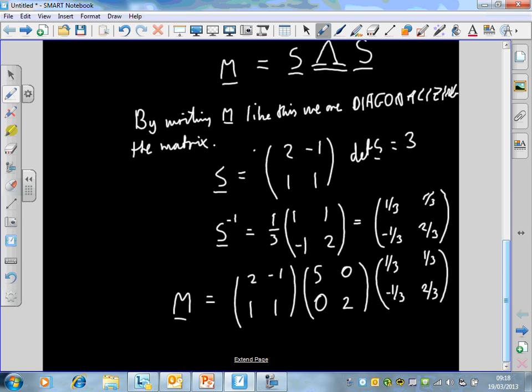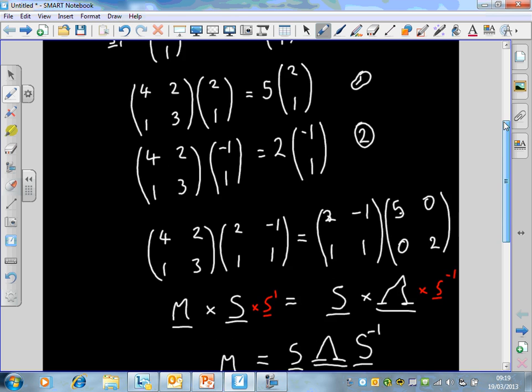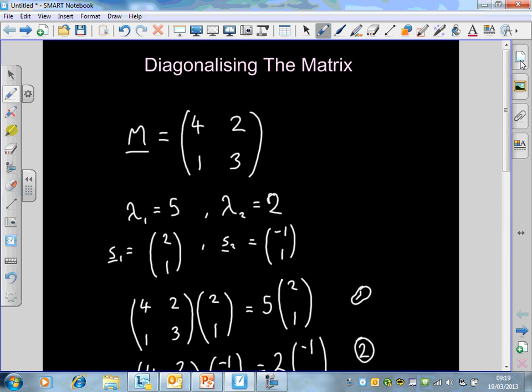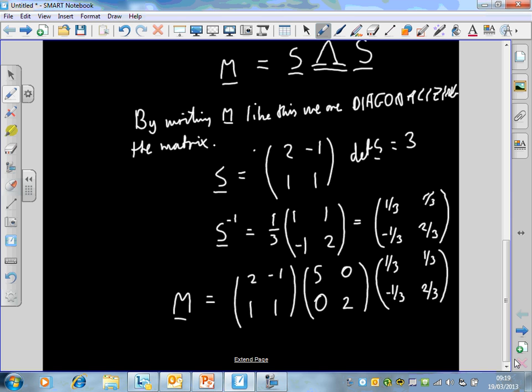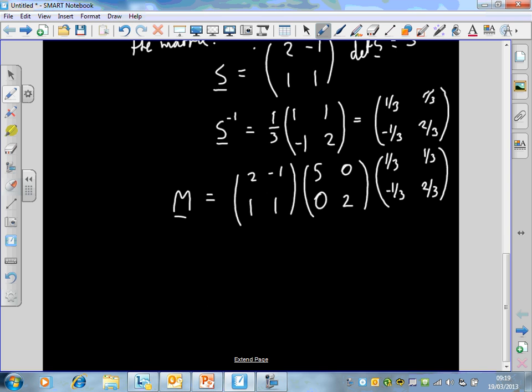Why have we done that, might you ask? Is that what you're thinking, Sean? I mean, look, we're diagonalising the matrix. We've got a perfectly good matrix here, 4, 2, 1, 3. There's nothing wrong with that, yeah? And now we're writing it in a form where there are 3 matrices multiplied together. What's all that about?